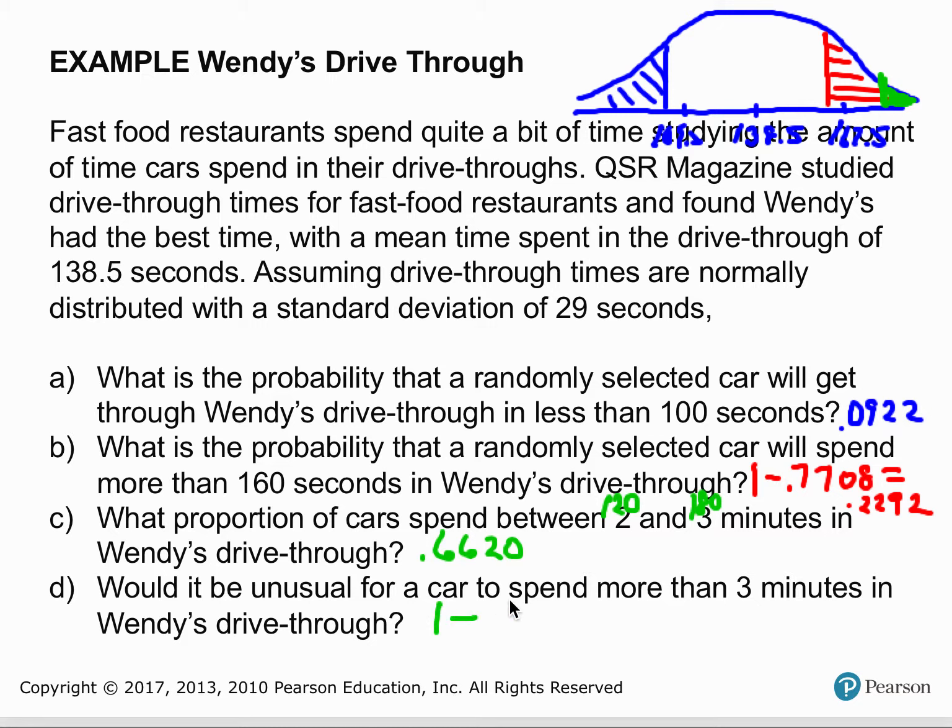Now let's enter that information. I already have the 180 in there. I just have to change the 120 to 0. 1 minus, here's what my calculator gave me, 0.9238. So that is 0.0762. Would it be unusual? No, because remember, unusual is less than 5%, and this is over 7.5%.